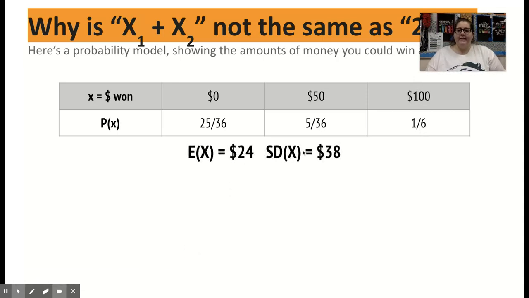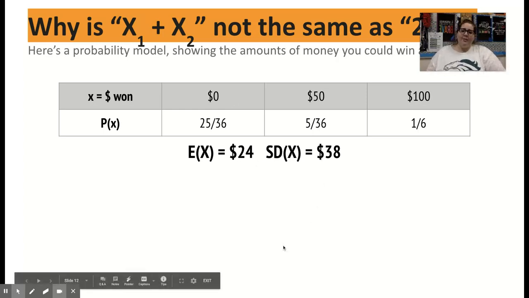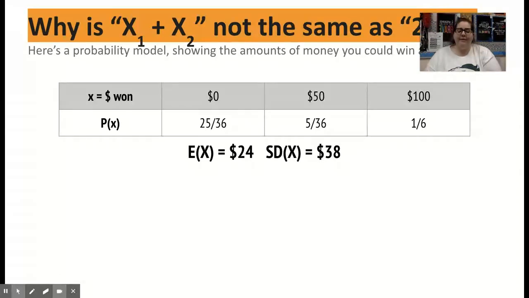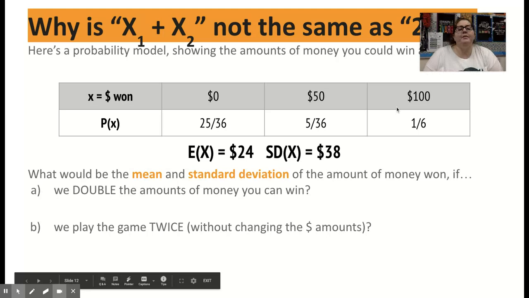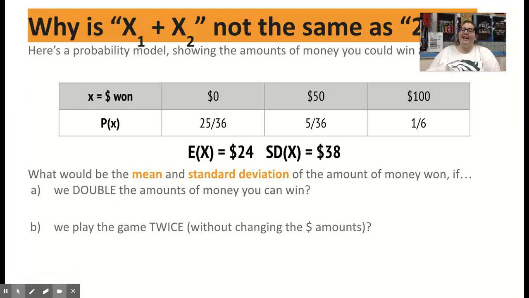If I find the mean and standard deviation of that random variable just using our rules, the mean is 24 and the standard deviation is 38. So the average amount of money you win per play of the game is $24 with a standard deviation of 38, which tells us there's a lot of variation here. So what would be the mean and standard deviation of the amount of money I won if, part A, I double the amounts of money that I could win? So instead of 0, 50, 100, I now make it 0, 100, 200.